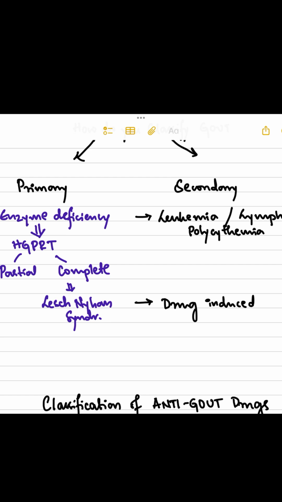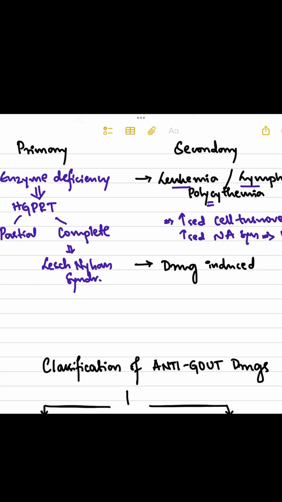When it comes to secondary causes, we will say when there is increased cell turnover. Whenever there is increased cell turnover, we see elevated levels of nucleic acid in the blood, and these elevated levels of nucleic acid, that is of course the purines, are converted into uric acid, and this elevated uric acid leads to gout. So the secondary causes are leukemia, lymphoma, and polycythemia. And what happens in this? There is increased cell turnover, which leads to increased nucleic acid synthesis and further increased breakdown of purines into uric acid. So this leads to gout in the secondary cases of leukemia, lymphoma, and polycythemia.